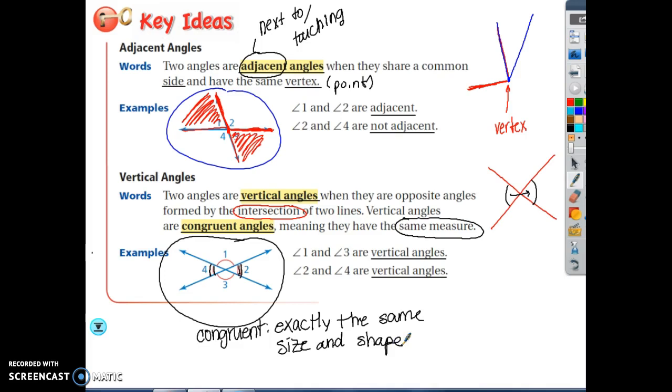And to make our writing just a little bit easier, we're going to go ahead and use the symbol that means congruent instead of having to write that long word out every time. And that is an equal sign with just a little squiggle over the top. That means the word congruent, which is exactly the same size and shape.